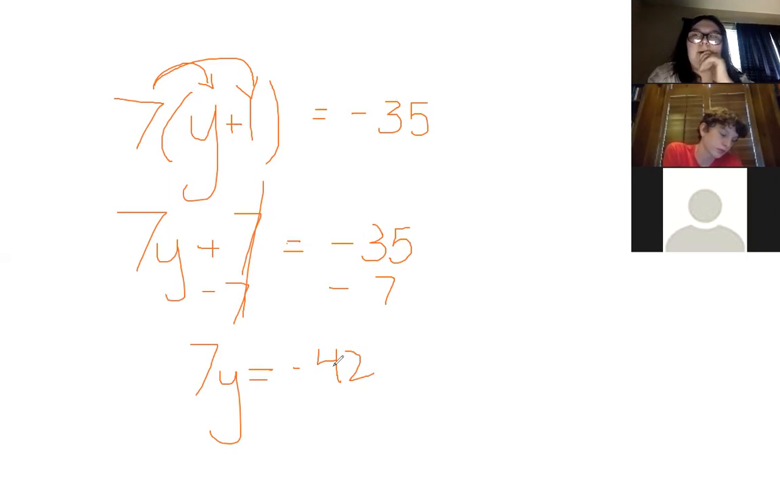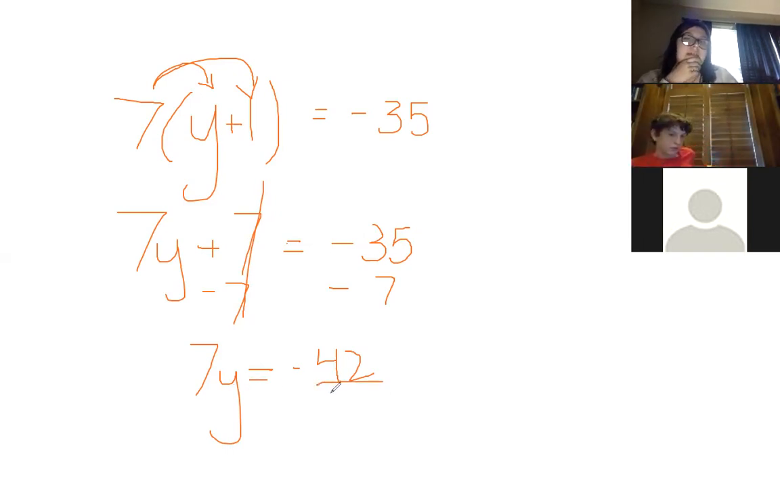What is next? What do I need to do next in order to get y by itself? Divide 42 by 7. Do I just divide 42 by 7, Rosie? No, you divide 7y by 7. And so what do I get on the left side of the equation, Rosie?